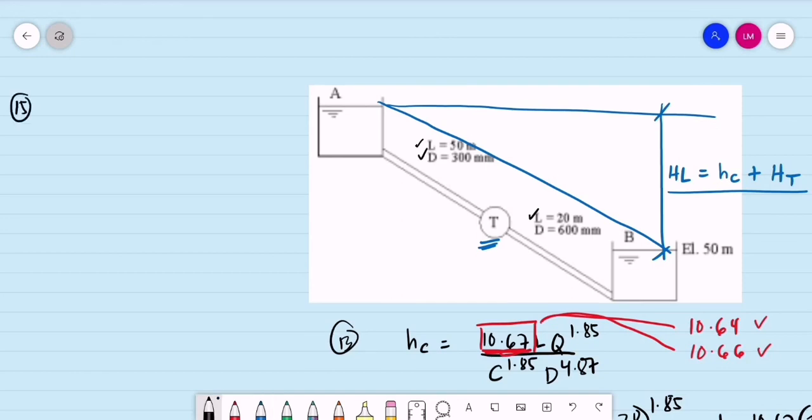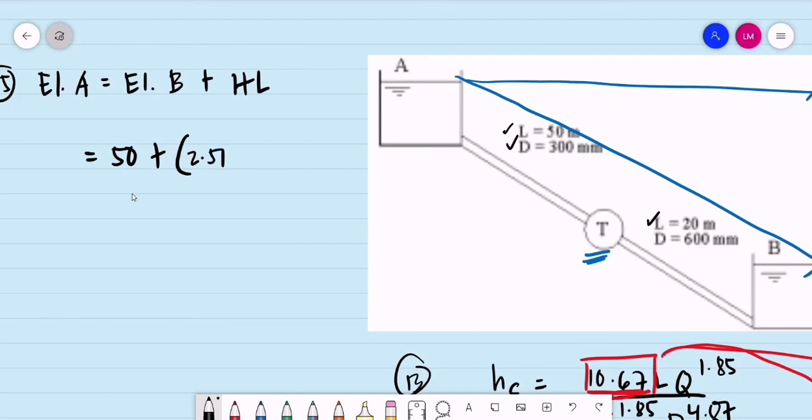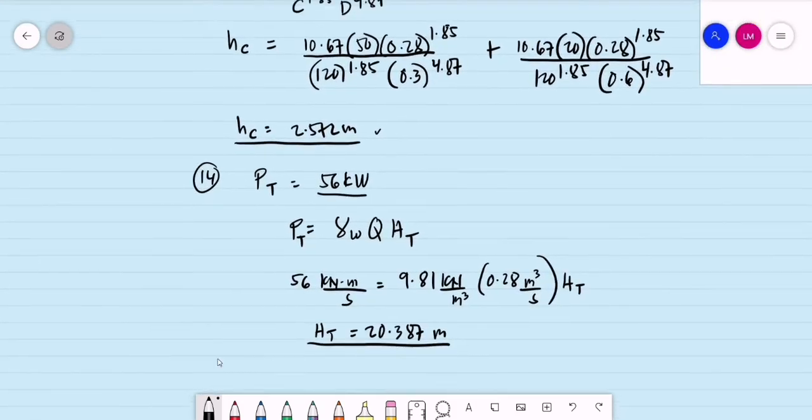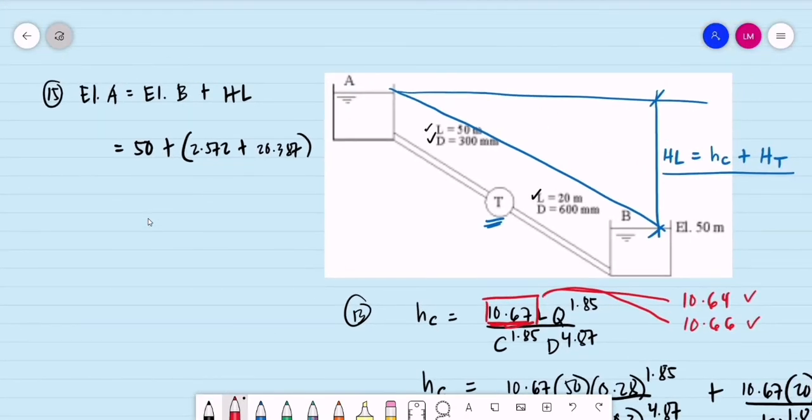So we have number 15, ang elevation ni reservoir A ay equal sa elevation ni reservoir B plus the total head loss. So gawin natin, elevation ni B is 50 meters plus yung total head loss, ano yung head loss due to friction kanina? 2.572. Take note na yung head extracted by the turbine is also head loss. H sub T, ano yung H sub T natin? 20.387 meters. So parang ganito lang. Mula dito sa surface ni B pataas, dinagdag lang natin yung total head loss, friction, at saka yung turbine.